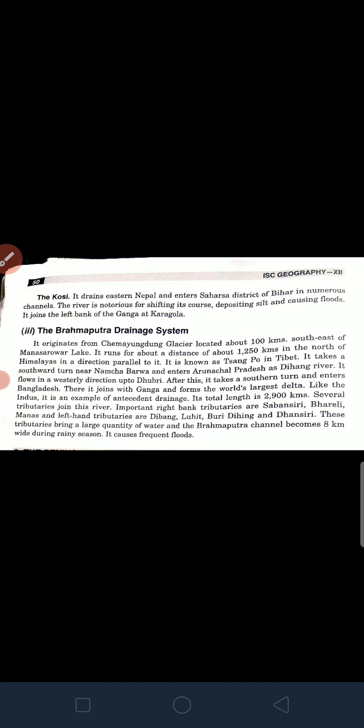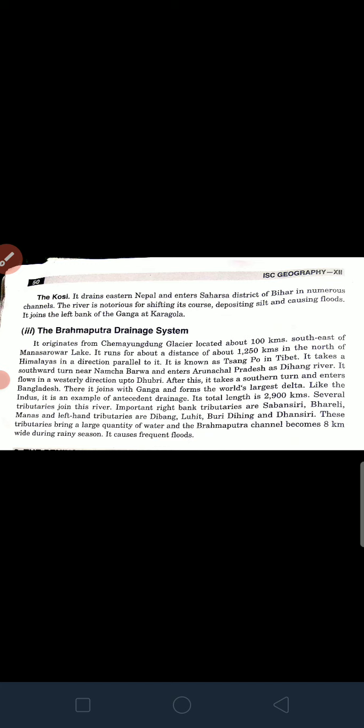Then is the Brahmaputra drainage system. It originates from the Chemayungdung Glacier, located about 100 kilometers southeast of the Mansarovar Lake. It runs a distance of 1250 kilometers north of the Himalayas, in a direction parallel to it, and it's known as Sangpo in Tibet. It takes a southward turn near Namcha Barwa and enters Arunachal Pradesh as the Dihang River.